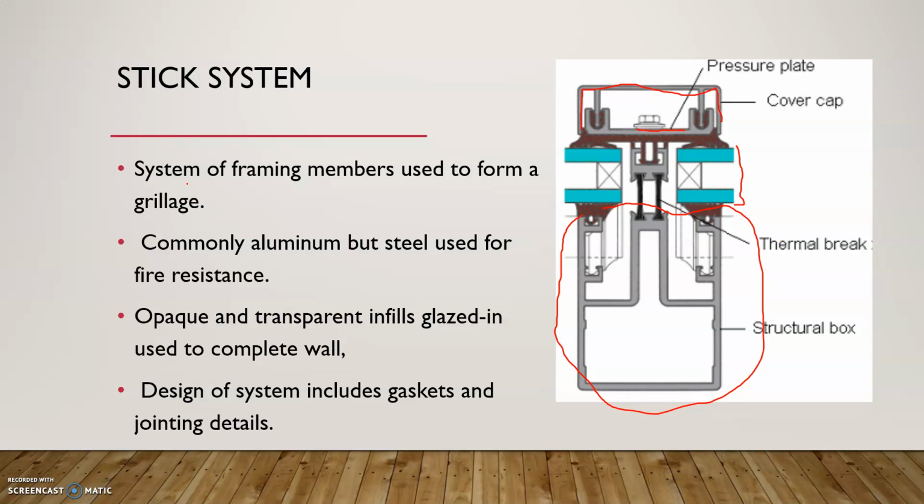Now with stick systems, they are systems of framing members used to form a grillage, commonly aluminium material, but steel is still used for fire resistance. So you can have opaque or transparent glazing used to complete the wall. Design of the system includes gaskets and joint details. So you have obviously gaskets.